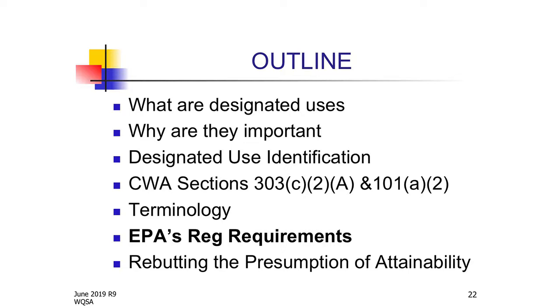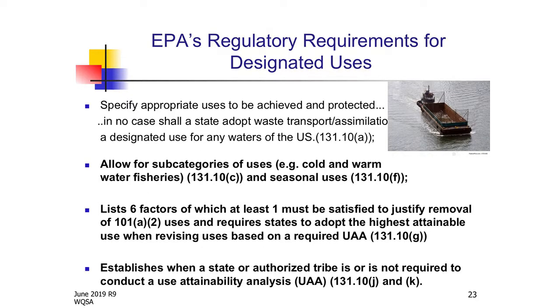Okay, EPA's regulatory requirements. The Water Quality Standards Regulation lays out EPA's expectations for states and authorized tribes when designating uses. Waste transport, waste assimilation is not an acceptable designated use of a water body. Now the bold bullet points all have to do with use revisions, so we'll talk about those more in the next segment of the talk. But just quickly, we have the subcategories: cold and warm water fisheries.